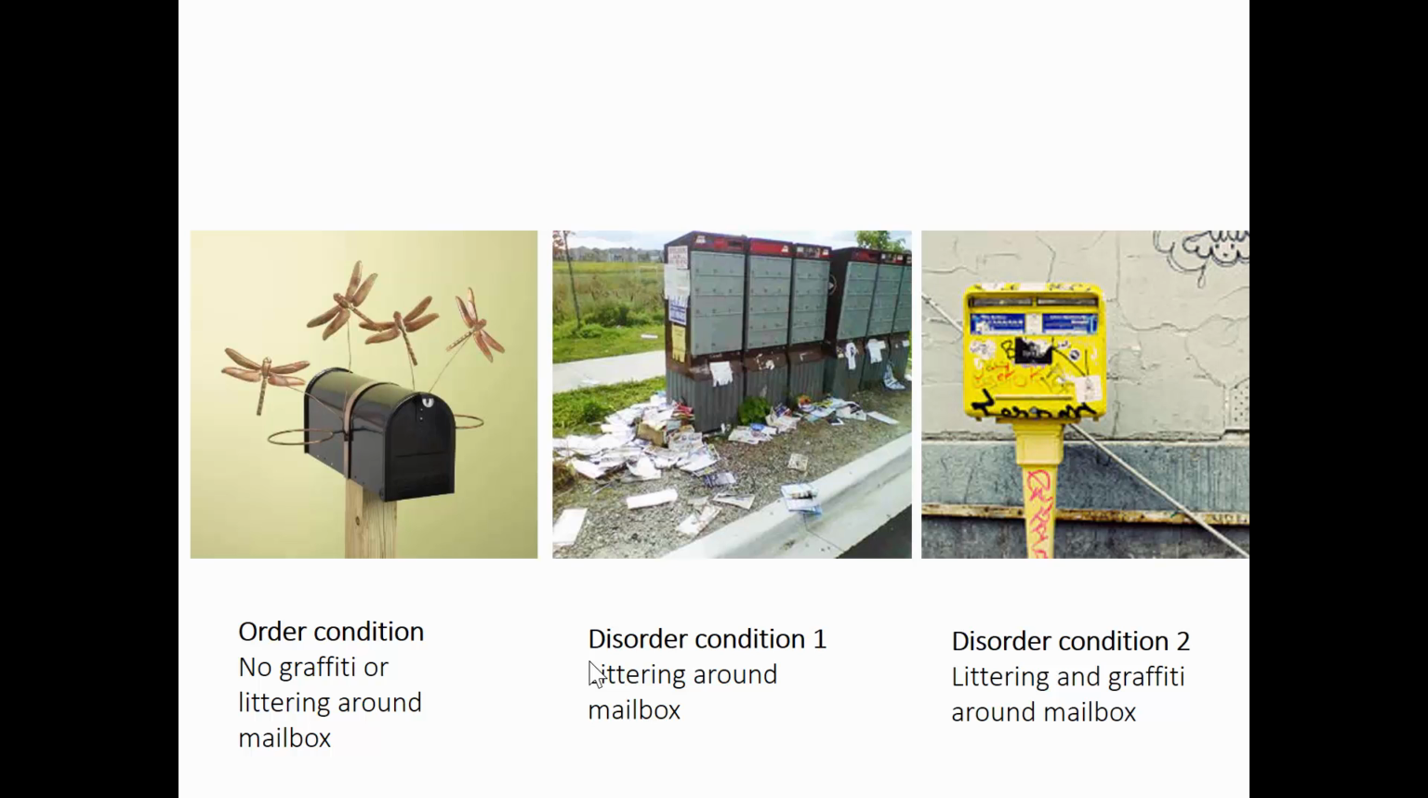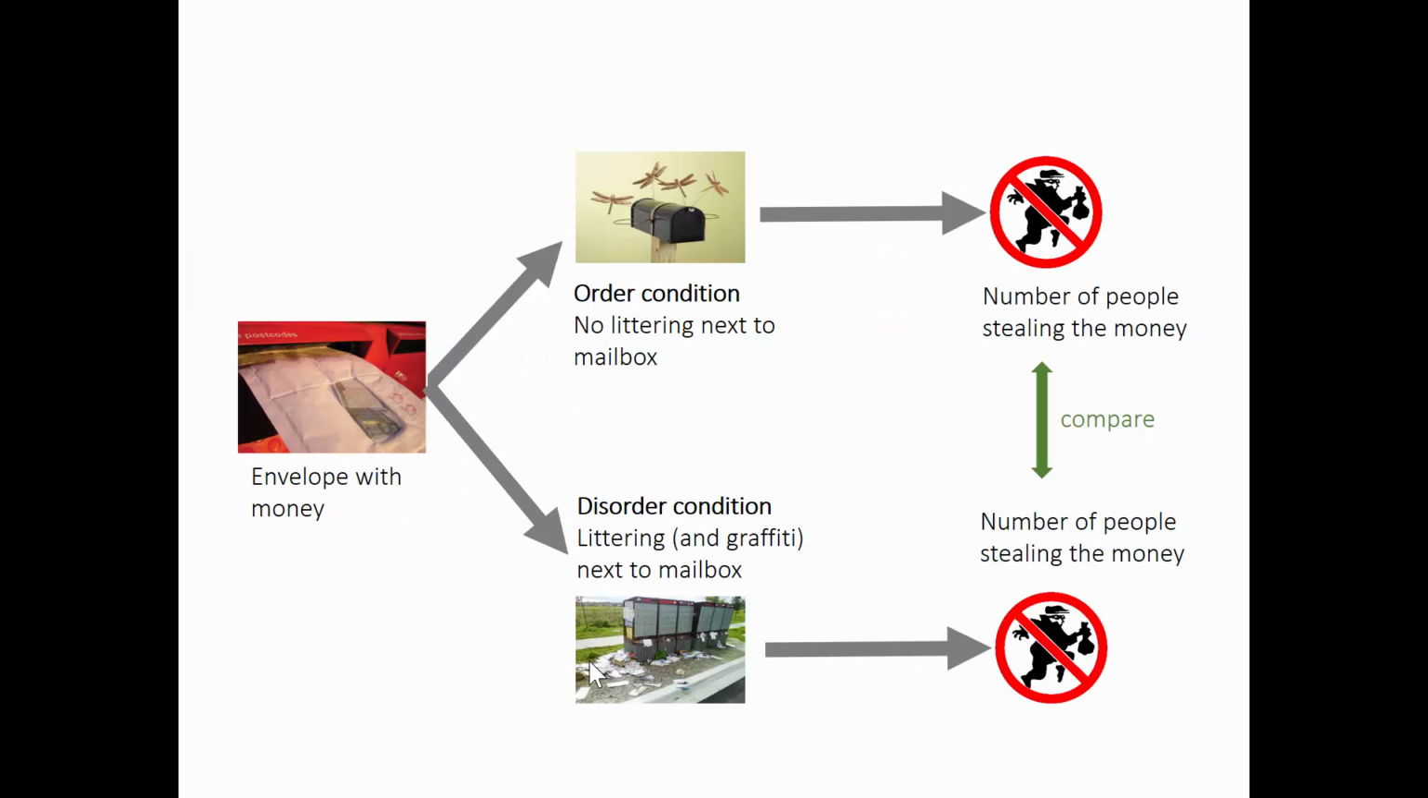And in the second disorder condition, they did the same thing with the rubbish, but on top of that, they put some graffiti onto the mailbox. Again, all in the name of science, but all within this experimental setup. So here we are. Looks familiar? This is how the setup was, the envelope with the money. Some people ended up in the order condition, on a certain day of the week where there was no littering next to the mailbox. And then other people, on another comparable day of the week, ended up in the disorder condition where there was littering and or graffiti next to the mailbox. And ultimately, they just count how many people stole the letter from people that went there and obviously saw it.